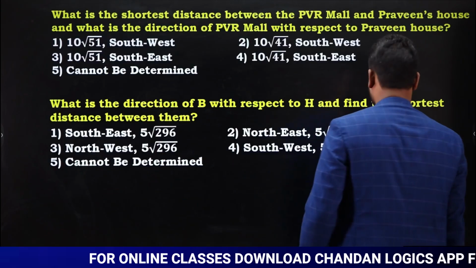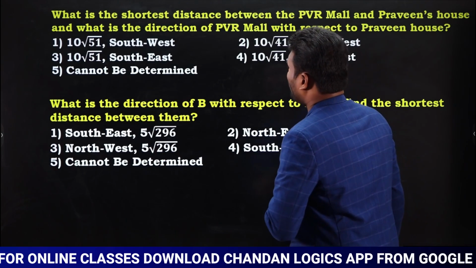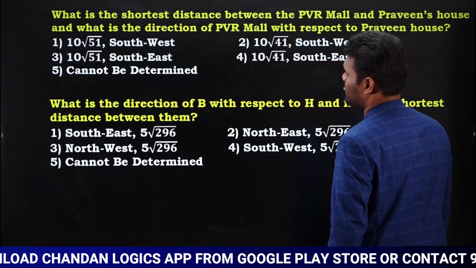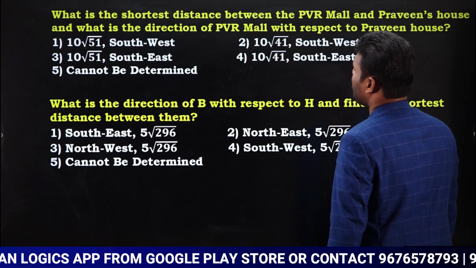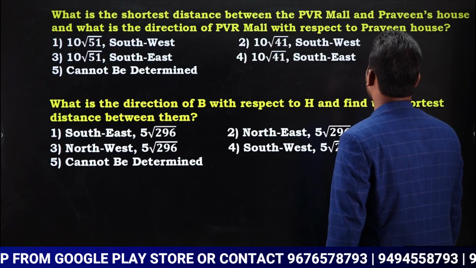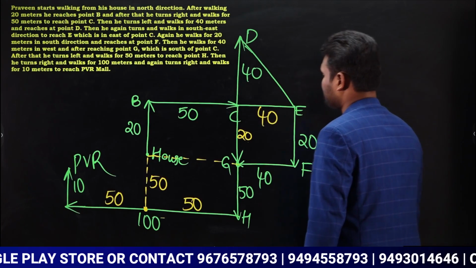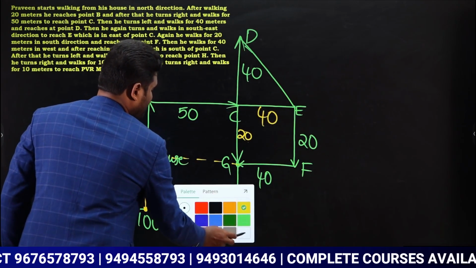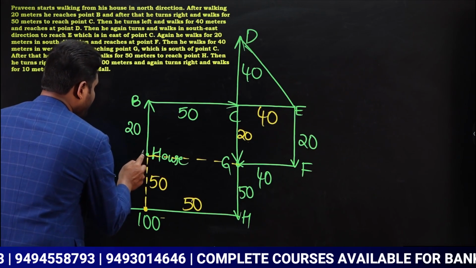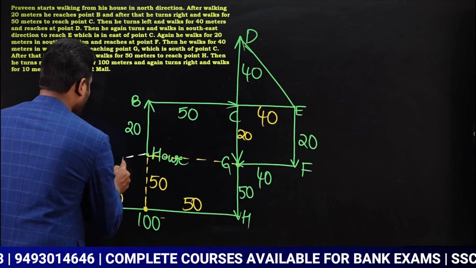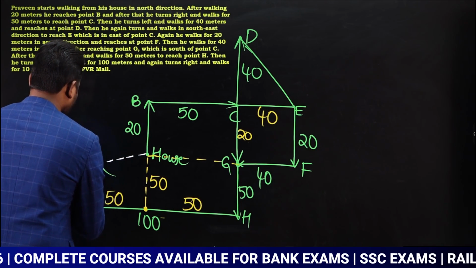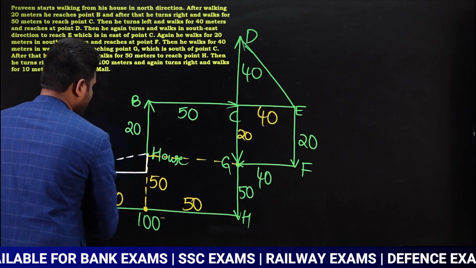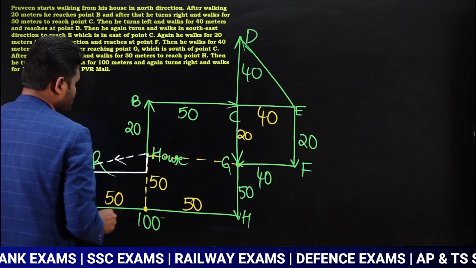Now let us solve questions based upon this. What is your first question? What is the shortest distance between PVR Mall and Praveen's house? And what is the direction of PVR Mall with respect to Praveen's house? Direction with respect to Praveen's house means, look here, this is Praveen's house. When you look from Praveen's house, PVR Mall is in this direction. Yes or no? Which means you need to calculate the shortest distance, and you need to calculate the direction also.